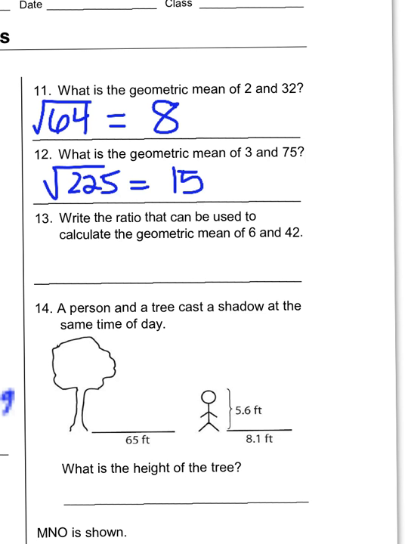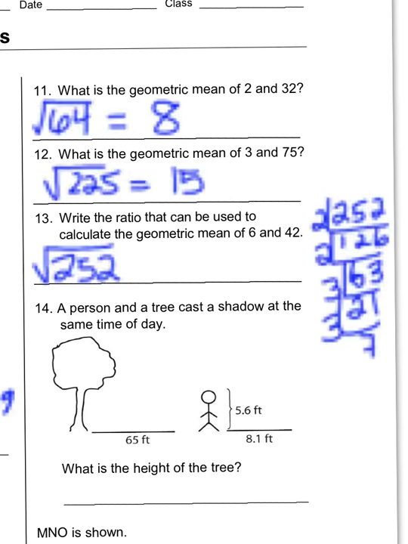For number 13, if we multiply 6 times 42, we end up with 252. So if you take the square root of 252, it does not come out as a whole number. So we're going to need to split up the number 252 by doing prime factorization. So I took the number 252, I divided by 2, ended up with 126, divided by 2 again, ended up with 63. I couldn't divide by 2 anymore since the number does not end in an even number. So I divided by 3. 3 goes into 6 twice, and 3 goes into 3 once, so I got 21. And 21 can also be divided by 3, so I divided by 3 and I ended up with 7.